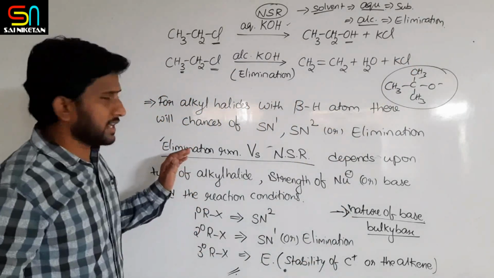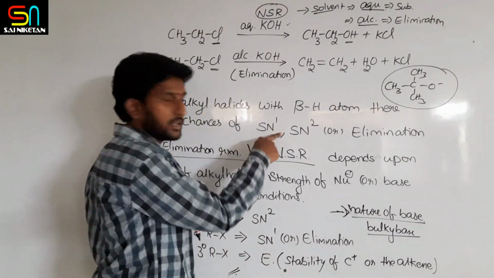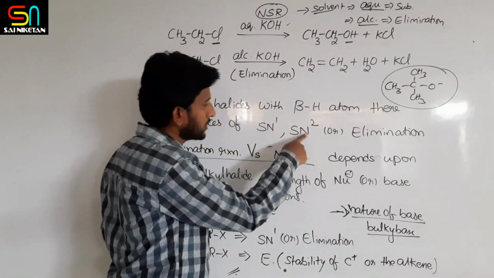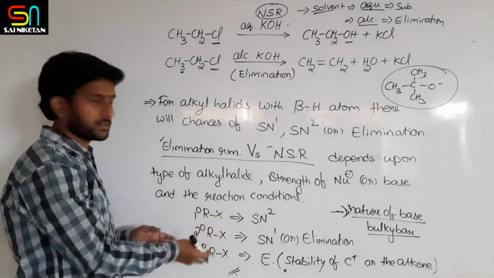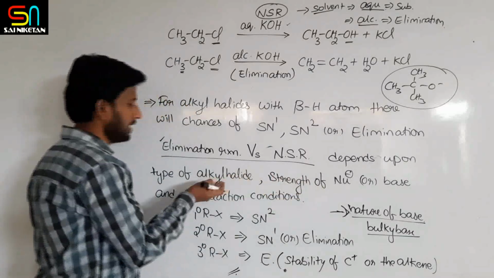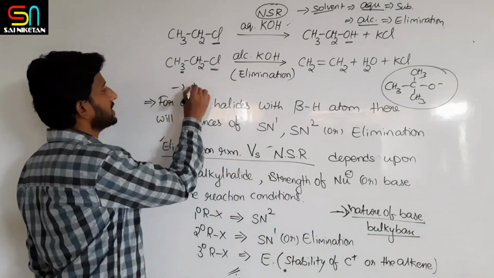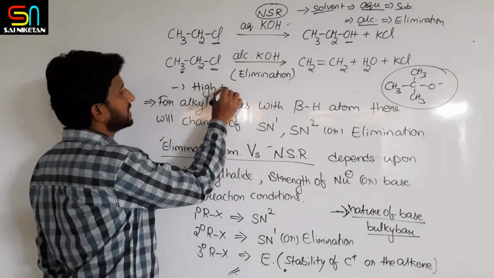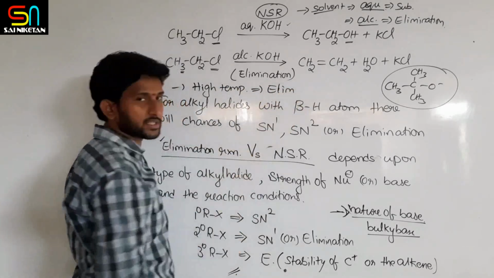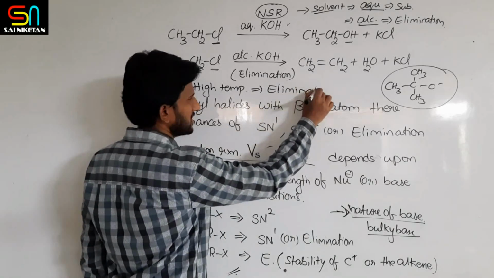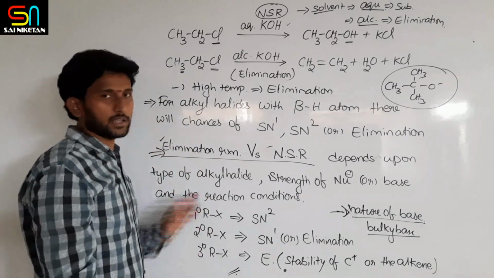For any alkyl halide which contains beta hydrogen, there is always competition between whether SN1, SN2, or elimination should take place. How is it decided? On these factors: strength of the nucleophile, type of alkyl halide, and the reaction conditions. One more condition: high temperature favors elimination reactions. So these are all the different factors which affect elimination versus nucleophilic substitution reaction.